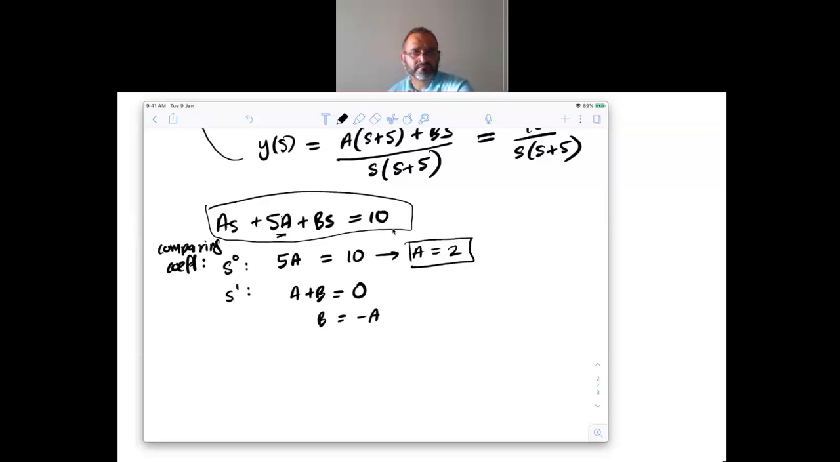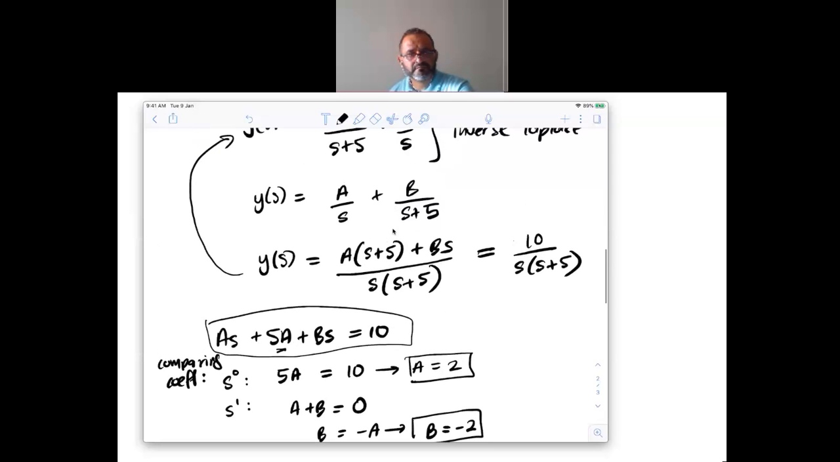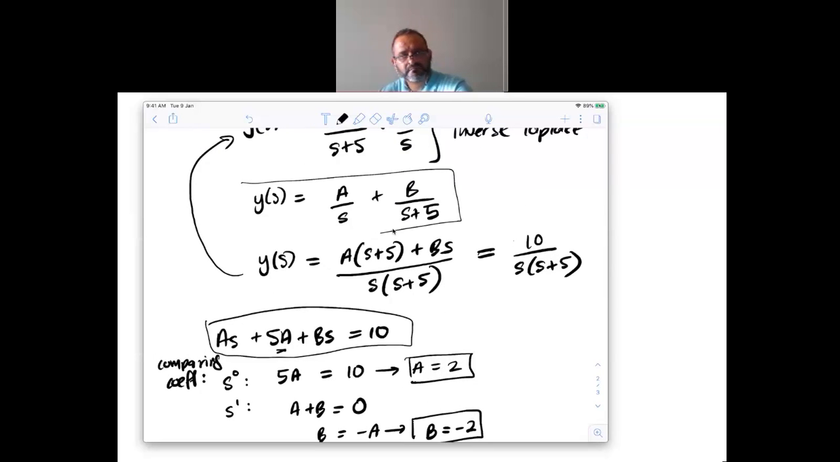Okay, so since B is equals to minus of A, therefore I know B is equals to what? Minus 2. Okay, because A is 2. Right. So from that, this is partial fraction. So from that, I will substitute back the value of A and B into this equation here.